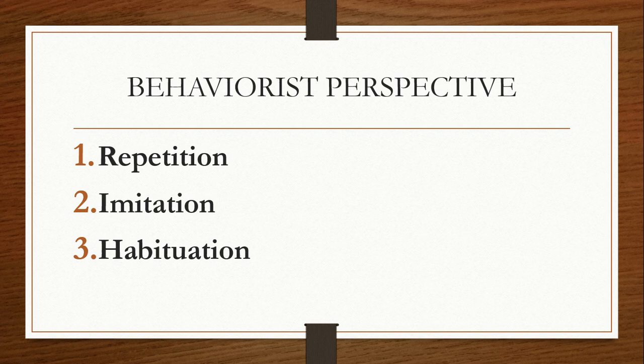Behaviorist perspective, we have these terms like repetition, imitation, and habituation. The first perspective to shed light on language acquisition is behaviorism. Almost all the theories evolved and sprouted from the behaviorist perspective. Behaviorists believe that language, like any other skills and values, can be taught to children via repetition, imitation, and habituation. So it is repeated again and again, the child imitates, then makes it a habit, then that habit becomes the learning of the language. It is a cycle of learning the language.